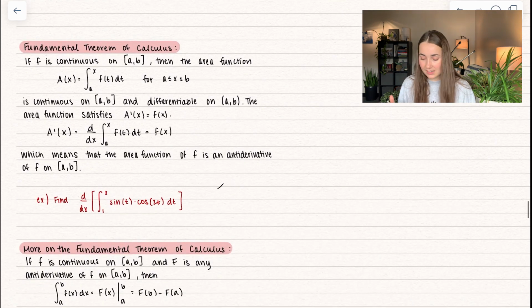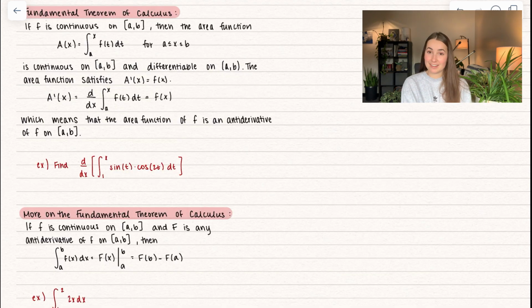So here we have it listed out very nicely. If f is continuous on an interval a to b, then the area function, which we already defined earlier, is continuous on [a, b] and differentiable on (a, b). The area function satisfies A prime of x equals f of x. So here we have what we had just written out. We get A prime of x equals f of x, which means that the area function of f is the antiderivative of f on [a, b].